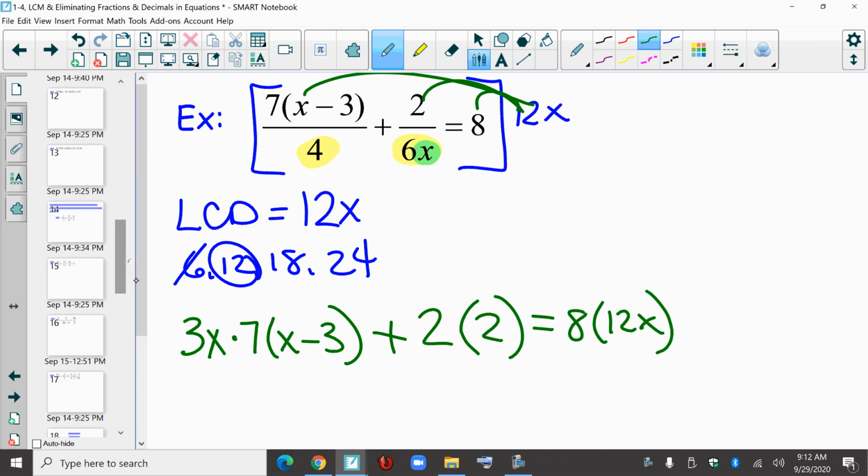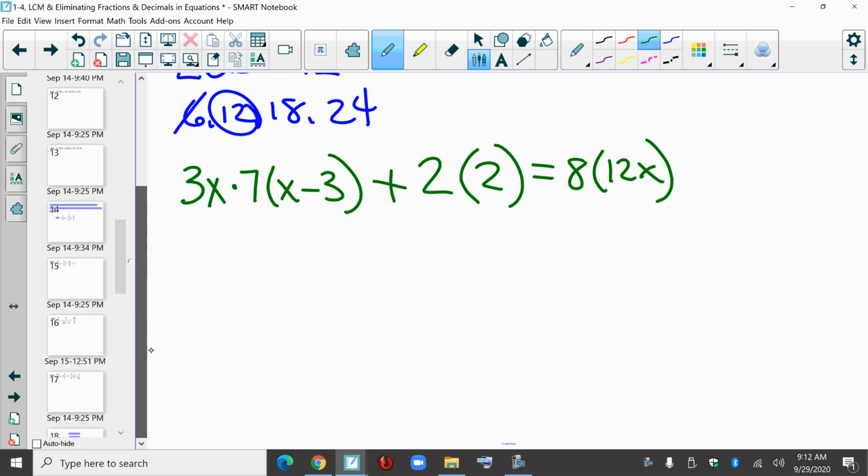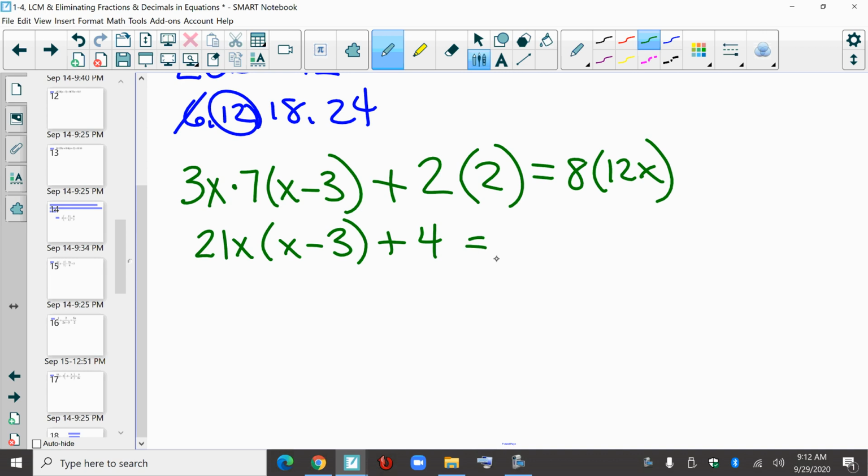So we see some parentheses here, so we need to go ahead and deal with those parentheses. So I'm going to take 3x times 7 to give me 21x, and I drop down the x minus 3. 2 times 2 is going to be 4, and then 8 times 12 is going to be 96x.